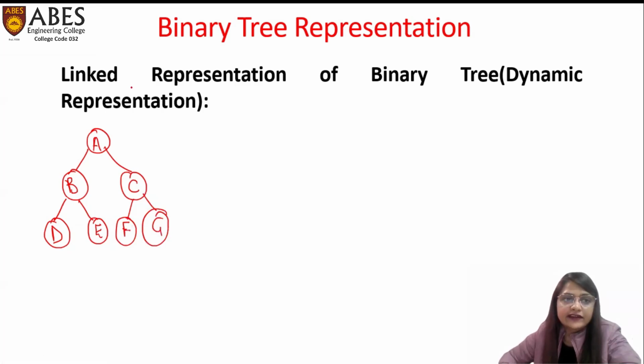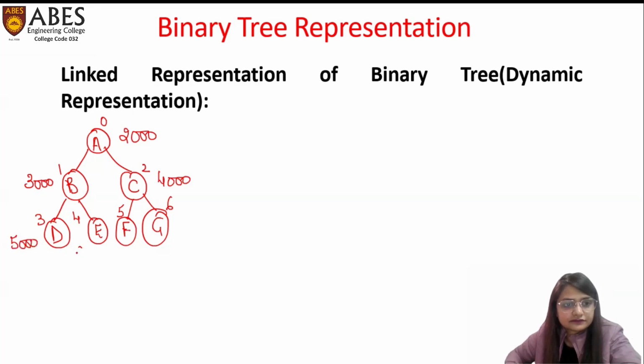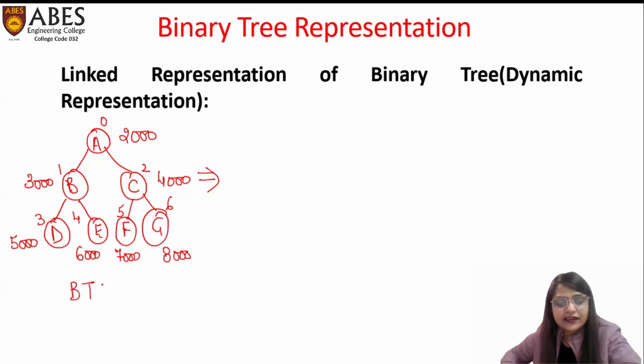Let us consider this full binary tree representation. I am providing the indexes here, and let us consider some random addresses corresponding to all these elements. I have given some random addresses to all these elements. There is no proper sequential order. Now, if I want to construct a linked representation of the binary tree corresponding to this binary tree, it will be like this only, as each node will have three parts. The first one will be the information, this will be the left child, and this will be the right child.